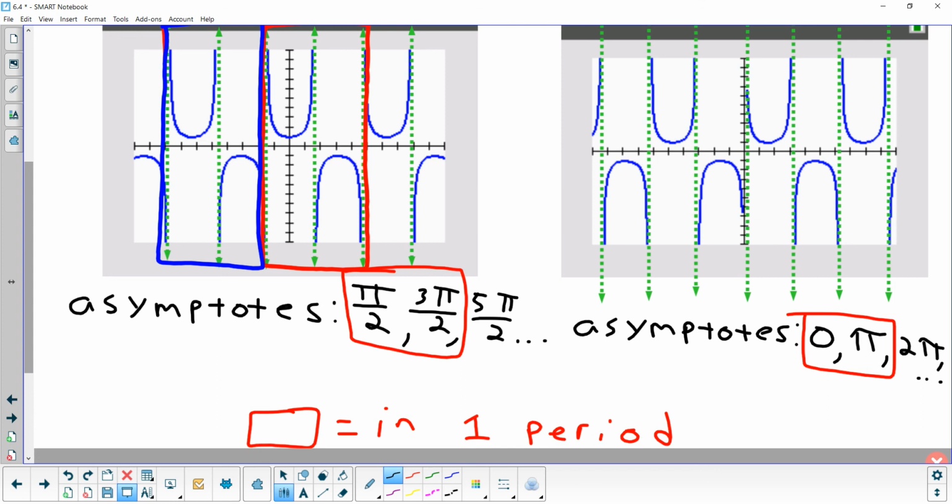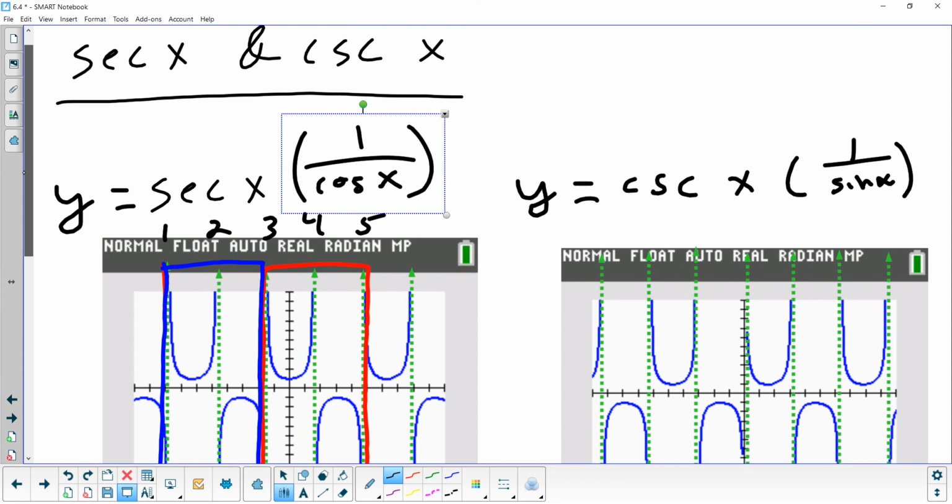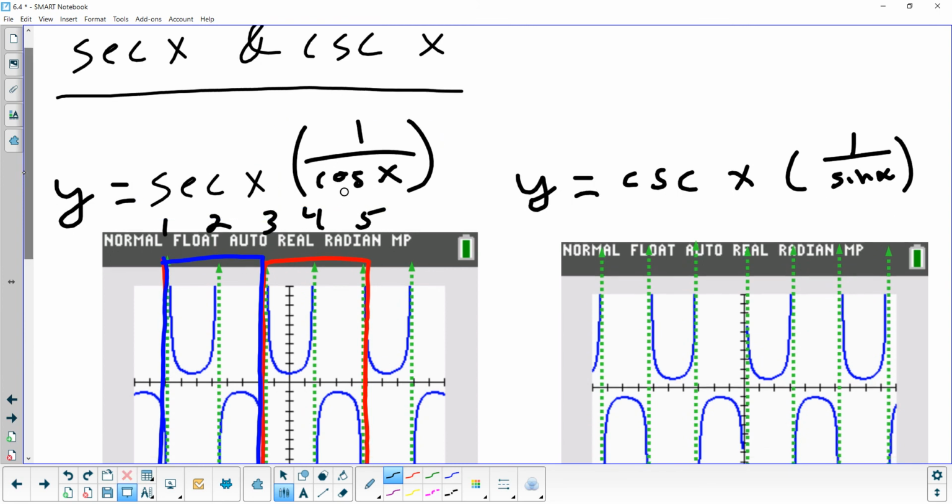So I've just kind of highlighted where the asymptotes are. Again, pointing out to you that there are 2 per cycle, or 2 per period. What else? If you get confused and you can't remember where the asymptotes are, well, secant has asymptotes wherever the cosine is 0. Cosecant has asymptotes where the sine is 0. So just go back and look at those 2 graphs and see where the sine or the cosine is 0.